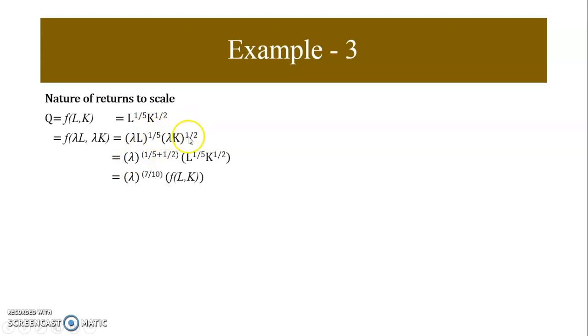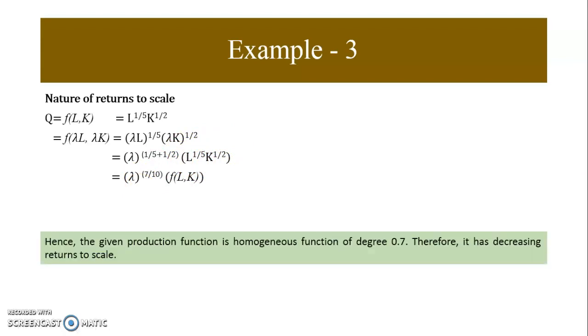So the powers will be added. 1 divided by 5 plus 1 by 2 is 7 by 10, and this is your original function. In this case, the power of lambda is 0.7, which is less than 1, so it shows decreasing returns to scale.